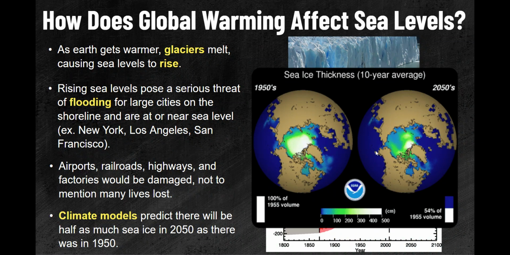Now, one last point about sea levels here. Our climate models are predicting that there will be half as much ice, sea ice, I should say, in 2050 as there was in 1950. On the left, you see an image, this green patch here. This shows the thickness of the ice. When it's very green or almost white, it's very thick. But you'll notice here it's mostly green, and some has even turned to blue. Blue's hardly thick at all. So we're losing a lot of our ice. It's melting.